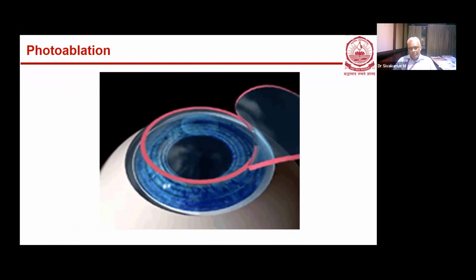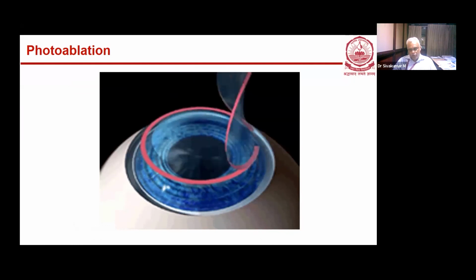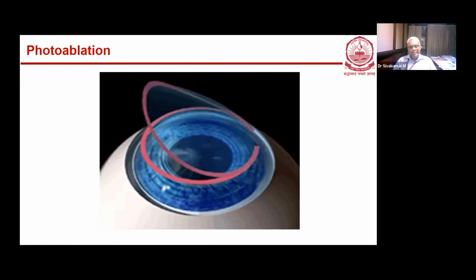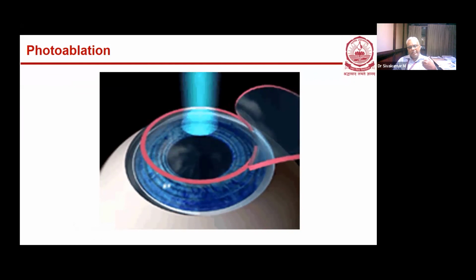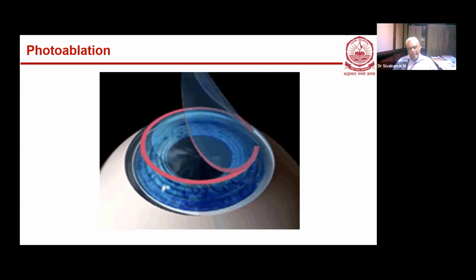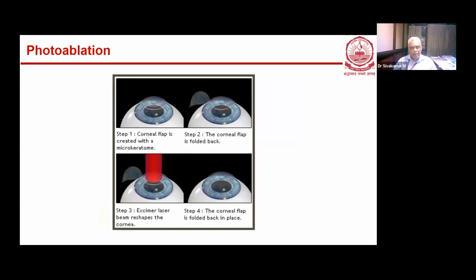First, you use some knife to remove the first layer, the flap, and then you shine the laser on that lens to reduce the thickness of the lens, so that short-sightedness or long-sightedness can be corrected by ablating, that is, removing some lens material. That's what happens here. So this is explained in a schematic like this.